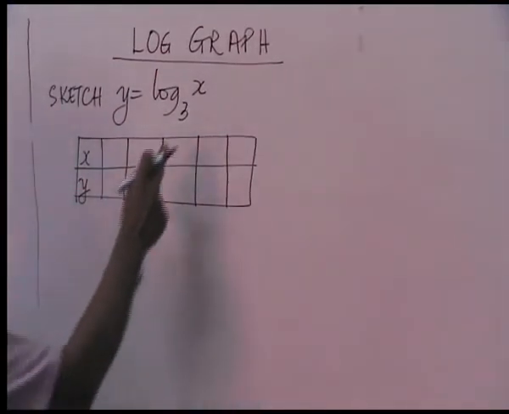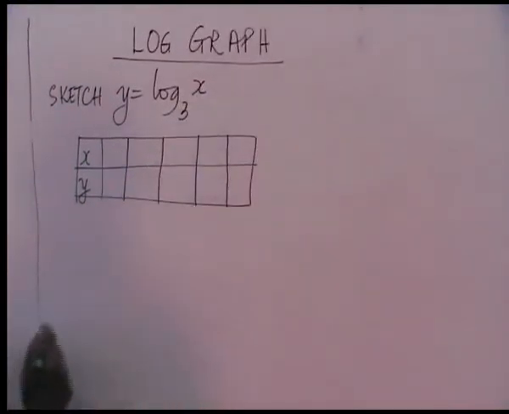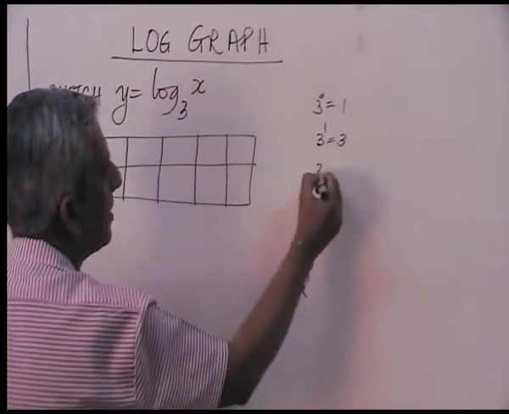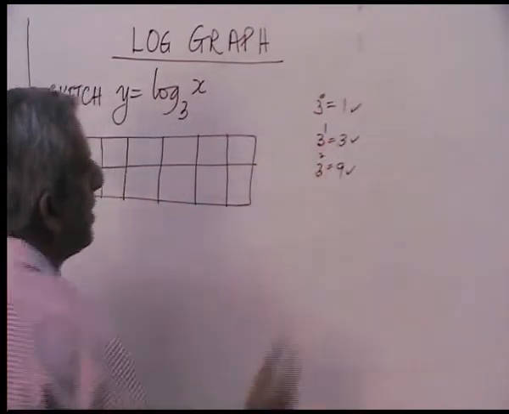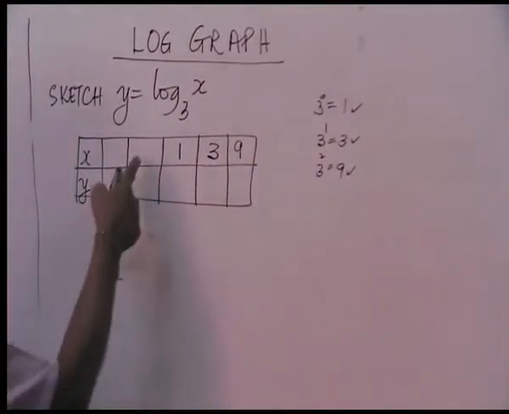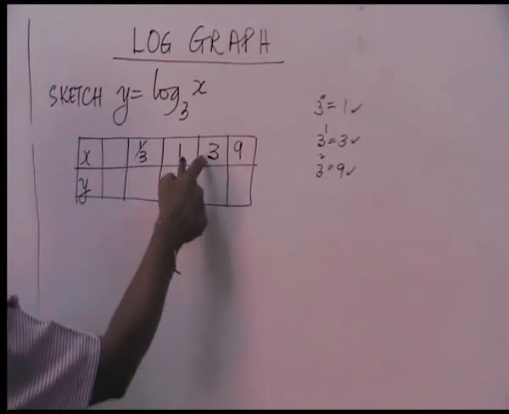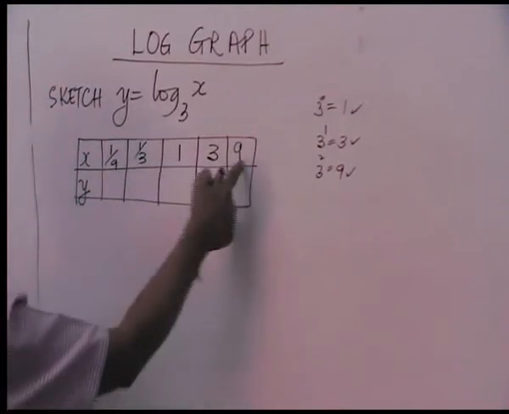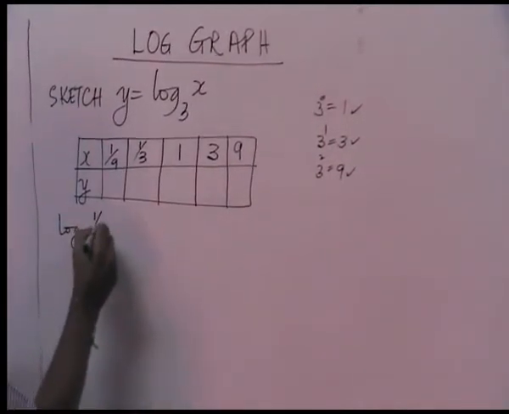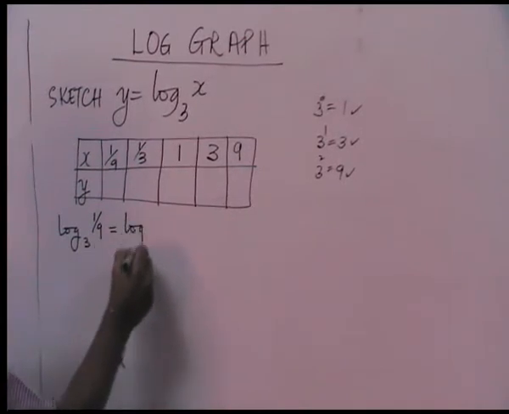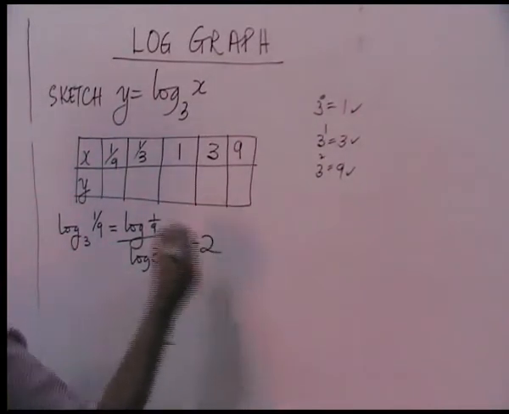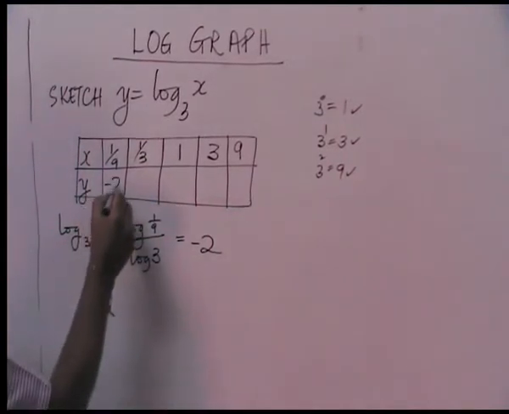So now, for you to draw this graph, you have to choose the powers of 3. Powers of 3 means 3 to the 1 is 3, 3 to the 0 is 1, 3 squared is 9. So you'll use these numbers, 1, 3, 9. On this side, you'll use 1/3 and 1/9. If you take the first one, you'll say log of 1/9 to the base 3, then you change base, log of 1/9 all over log of 3, put it in your calculator and you will get minus 2.